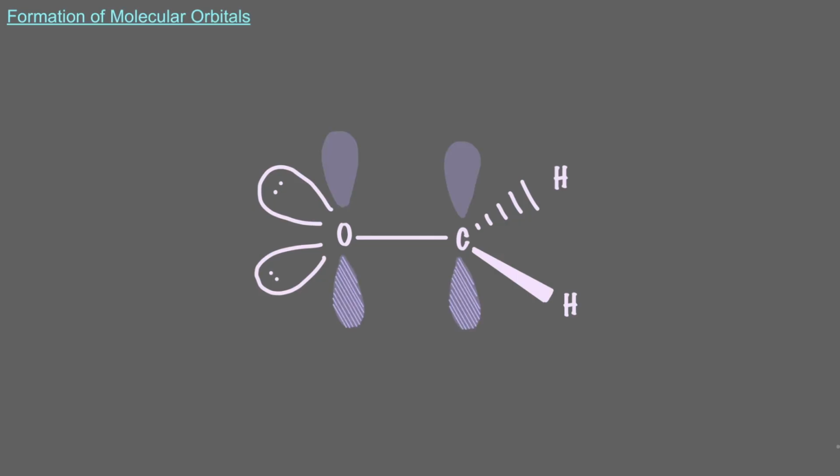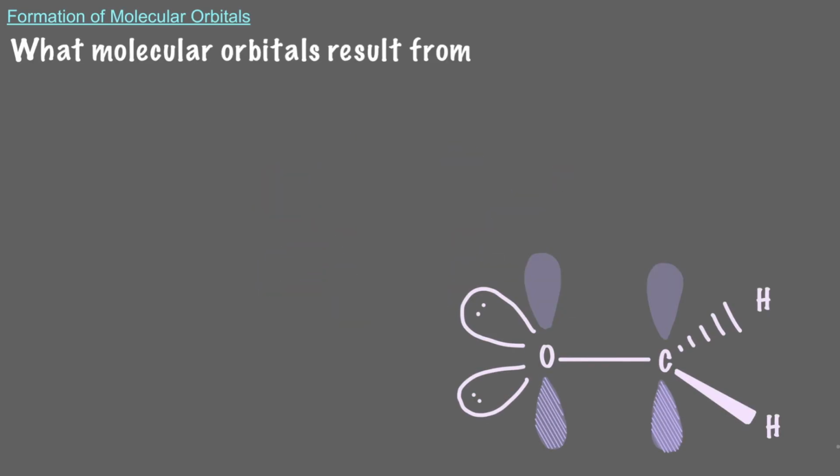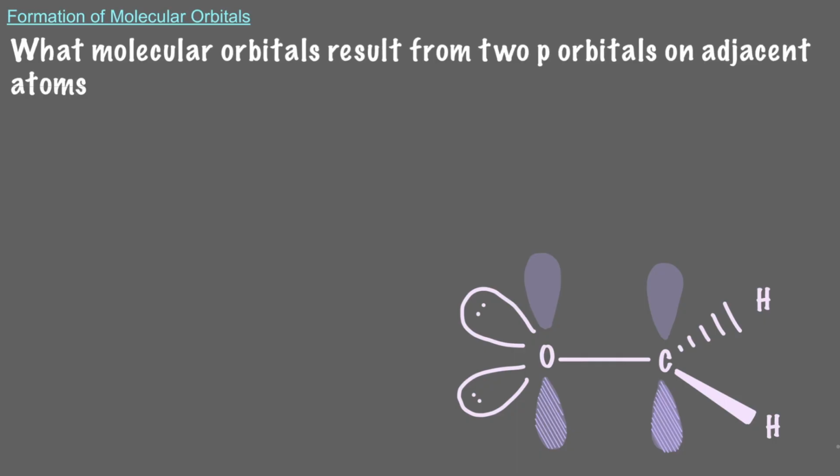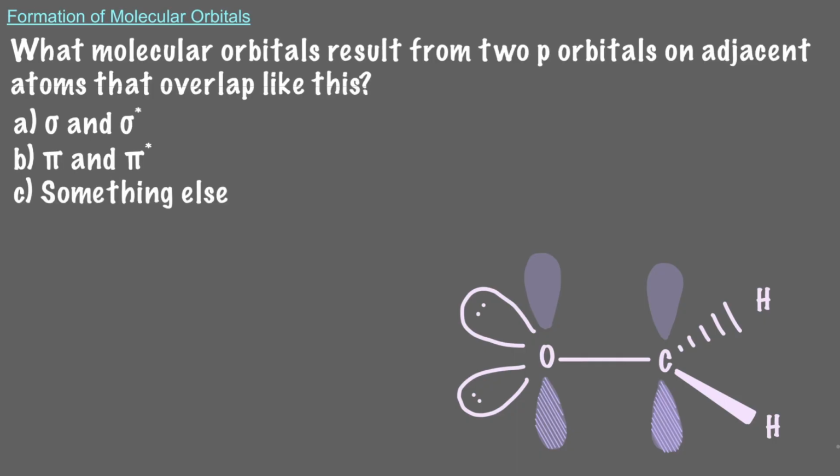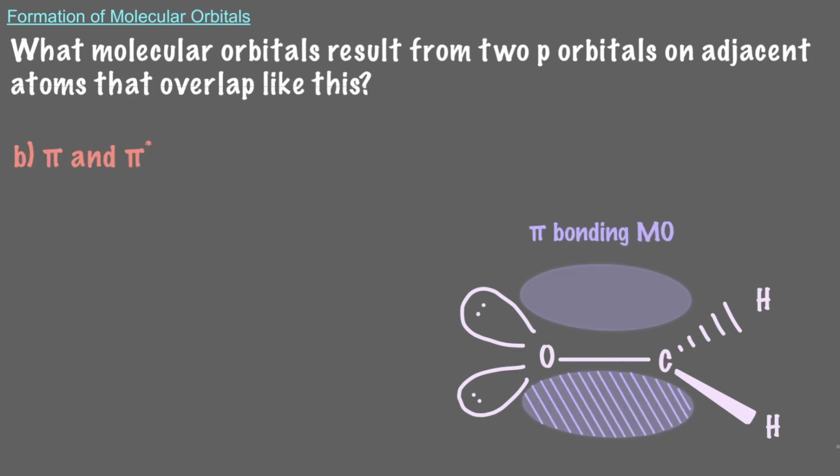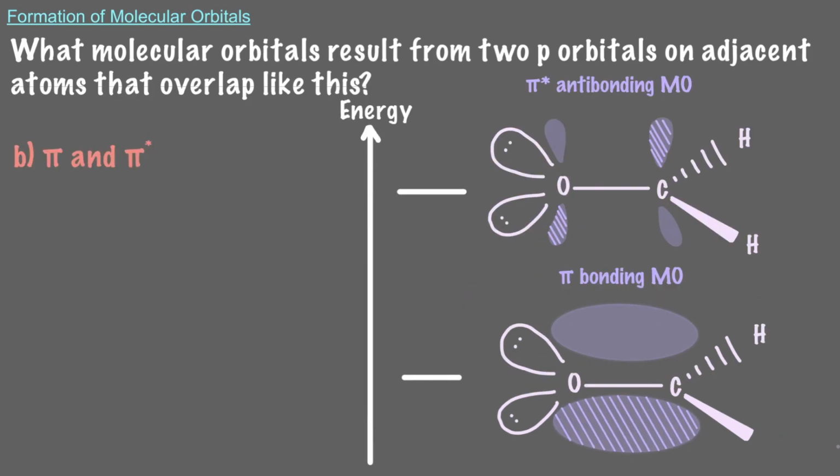There, we've seen this before. What molecular orbitals result from two p orbitals on adjacent atoms that overlap like this? That's right, the two p orbitals overlap to make a pi bonding MO and a pi star antibonding MO, just like in the diatomic molecules. This is our pi framework, so the last two electrons will be pi bonding electrons. Just like that, we have our MOs for formaldehyde.